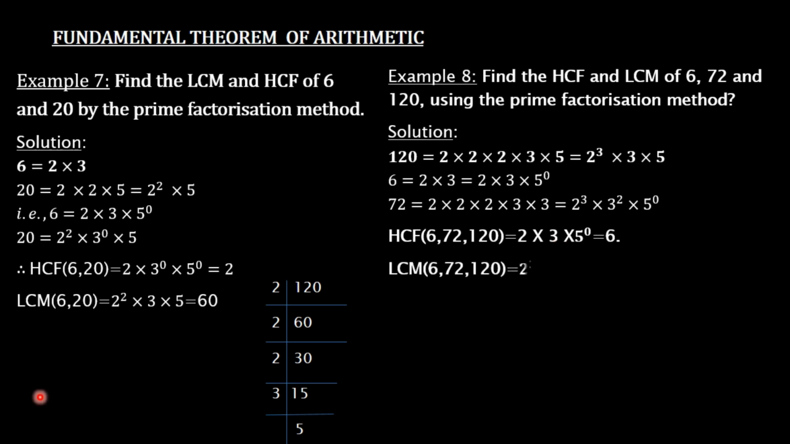What about LCM? It is the highest power. Okay, by comparison, 2 cube, 2 cube, which is the highest, 2 cube. Then 3, 3, 3 square, 3 square. 5, 5 raised to 0, 5 raised to 0, 5 raised to 1 here. So 5 raised to 1. Then what is this? 8 into 9 into 5, which is 360. So here we have our LCM and HCF.